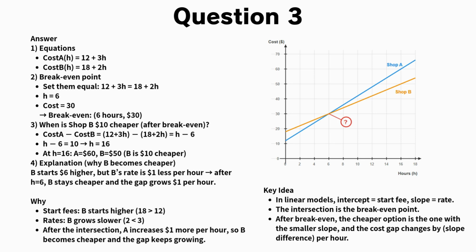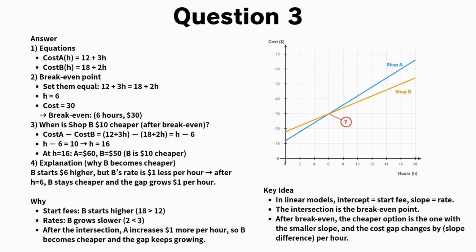Break-even means the costs are equal, so we set the two expressions equal. 12 plus 3h equals 18 plus 2h. Subtract 2h from both sides to compare the hourly rates, giving 12 plus h equals 18. Then subtract 12, so h equals 6.